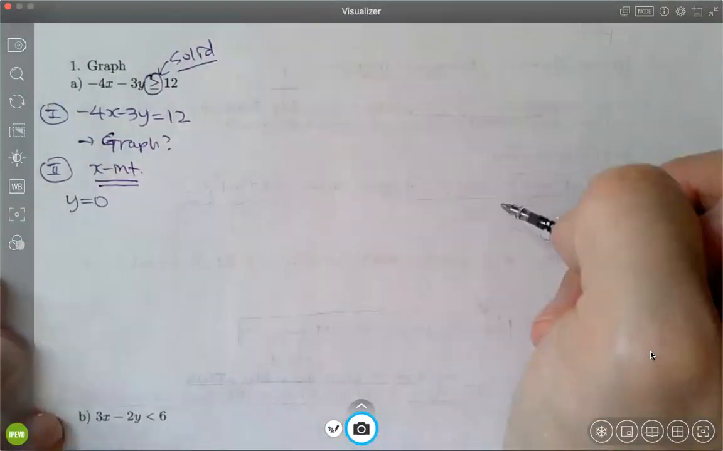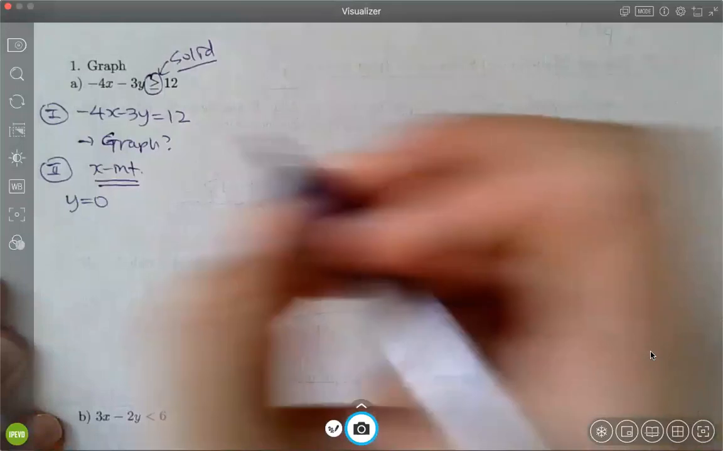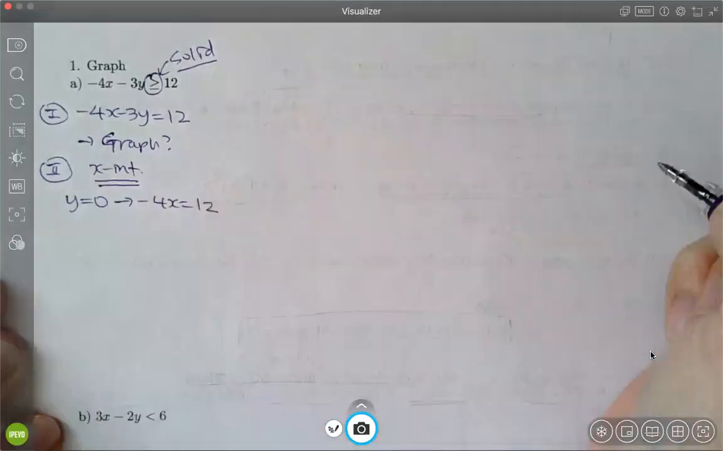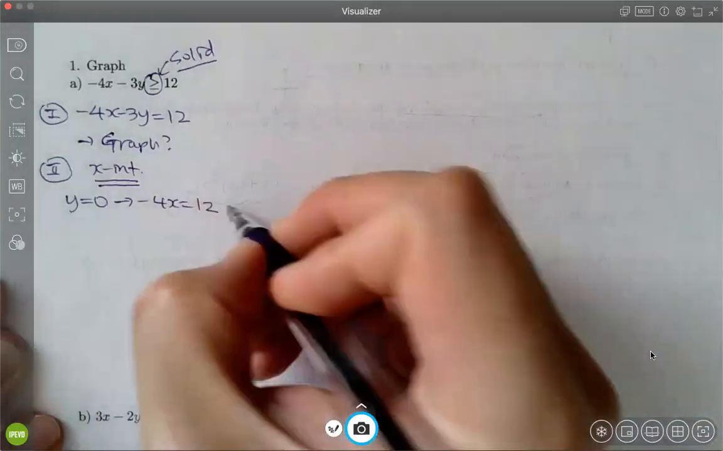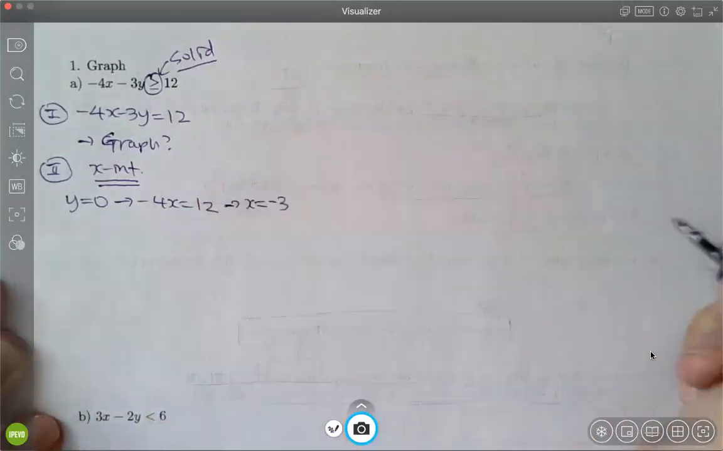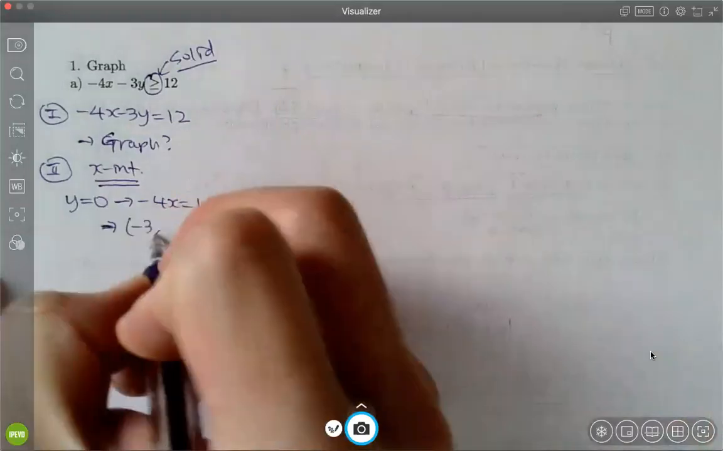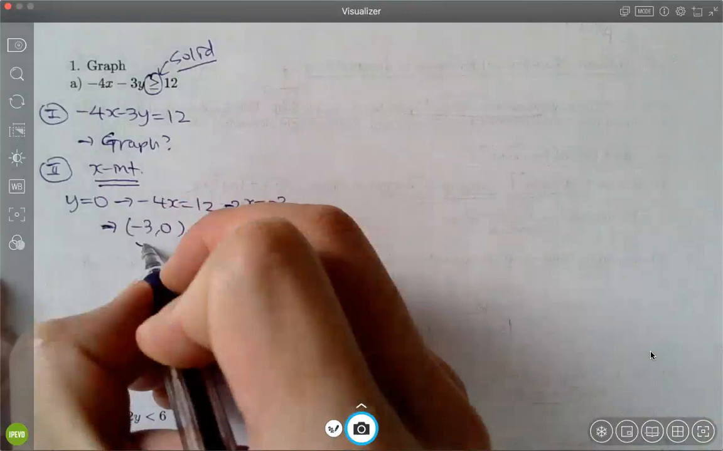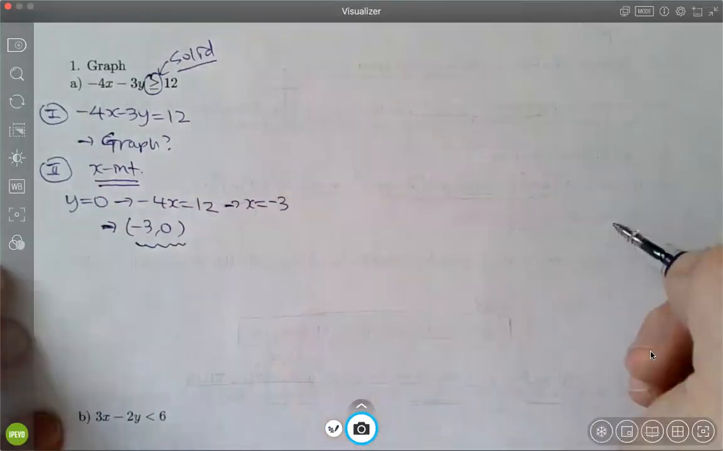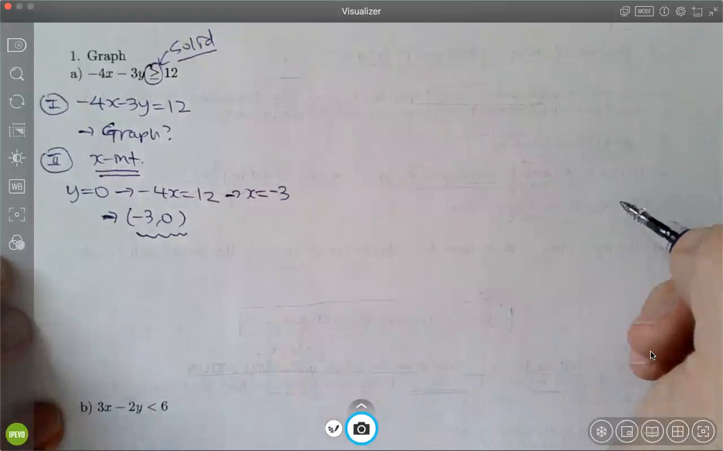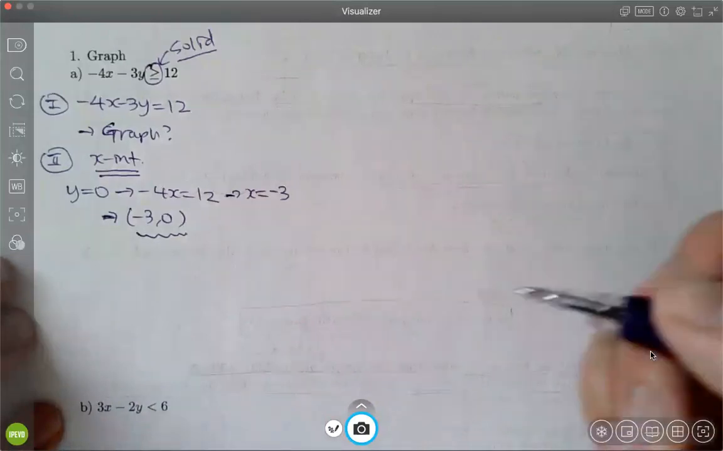So what do you get? Negative 4x is equal to 12, so x is equal to negative 3. And what is the ordered pair representation of this x-intercept? Negative 3, comma 0. Now, is this a good point? What do I mean by a good point? Can we use it to graph? The answer is yes, because there's no fraction.